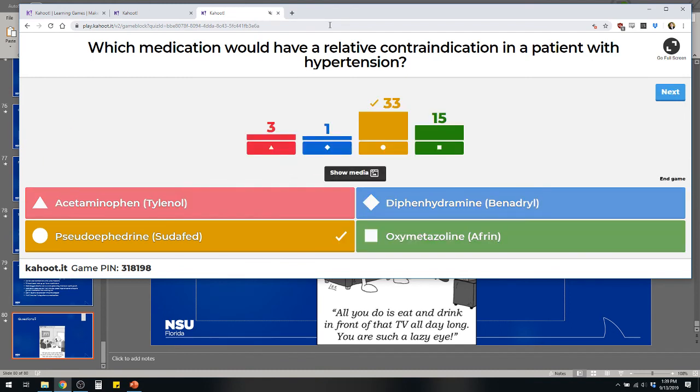And the answer is pseudoephedrine. Looking at relative contraindication, it's not something you cannot use for those patients, but something you may want to consider not using. So acetaminophen and diphenhydramine shouldn't really have much appreciable effects on the blood pressure.